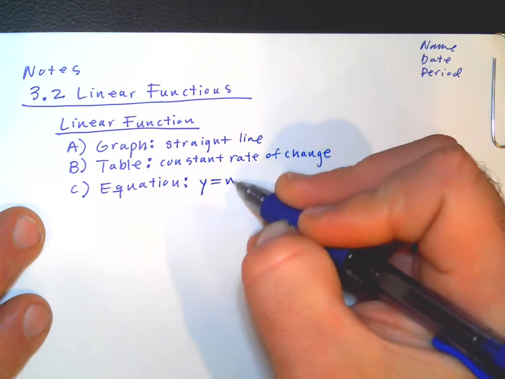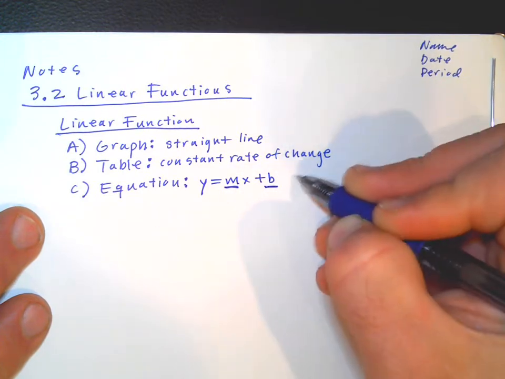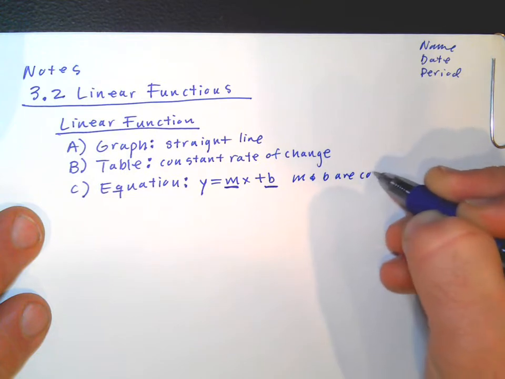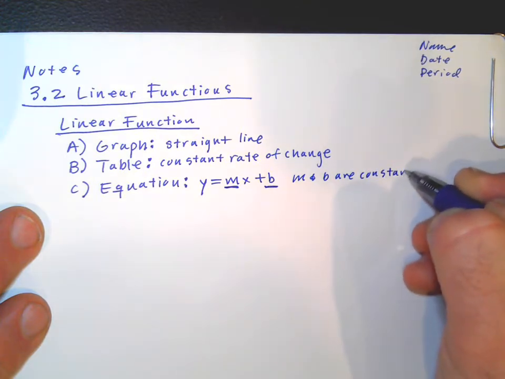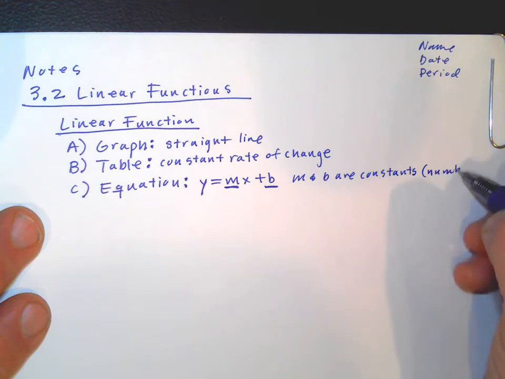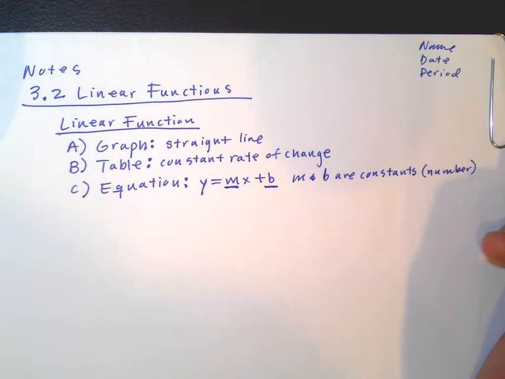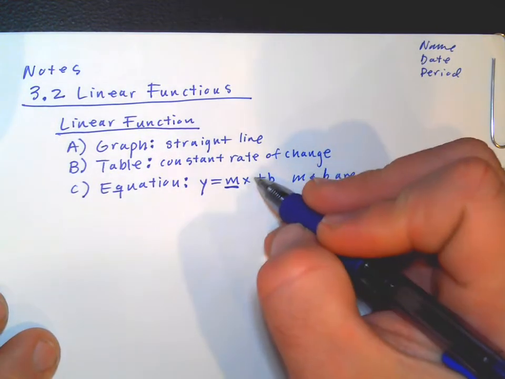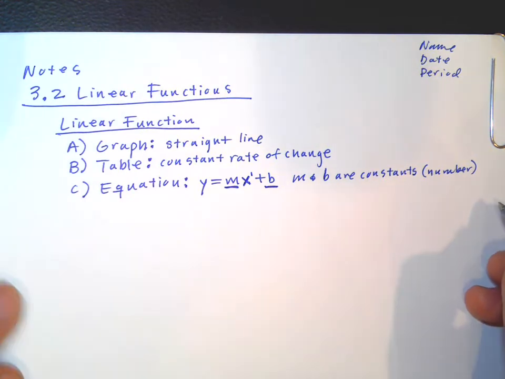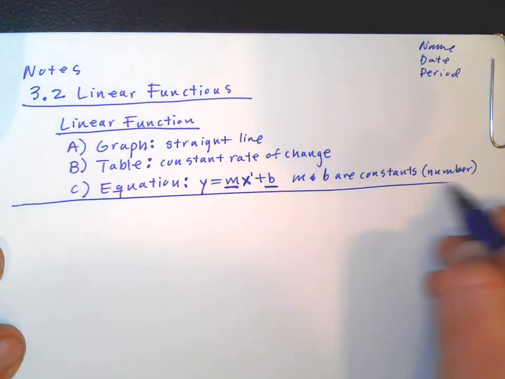y equals mx plus b, where m and b are constants, which means they're going to just have numbers. You're not going to actually see the letters m and b. There's going to be numbers there, but there should be an x, and it's x to the first power. So if you have an x to any other power than 1, then that's not good. So let's look at some examples of each of these situations.